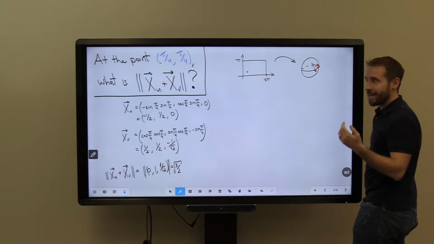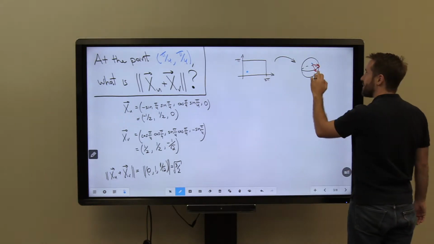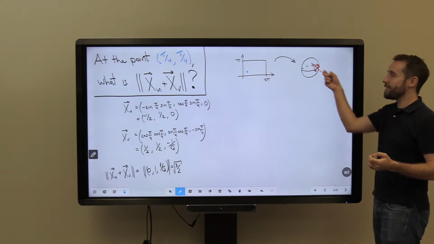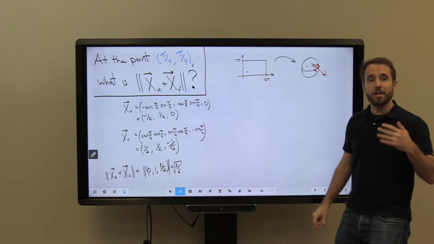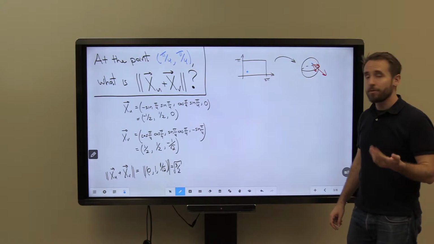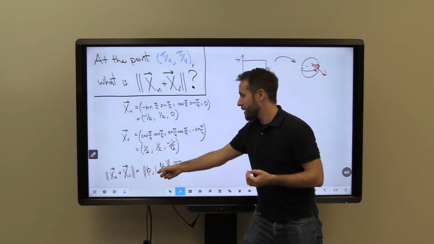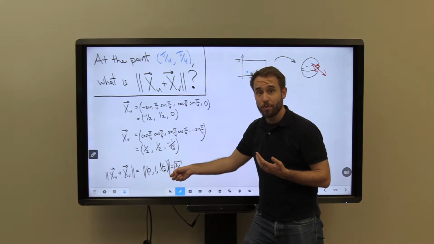Both of these lie in the tangent space, so I would add them together. I get a new vector in my tangent space. Maybe x sub u plus x sub v is this third vector. And then I would compute its length, right? And of course, in this case, the vector that we get as a result is the vector 0, comma 1, comma 1 over root 2.